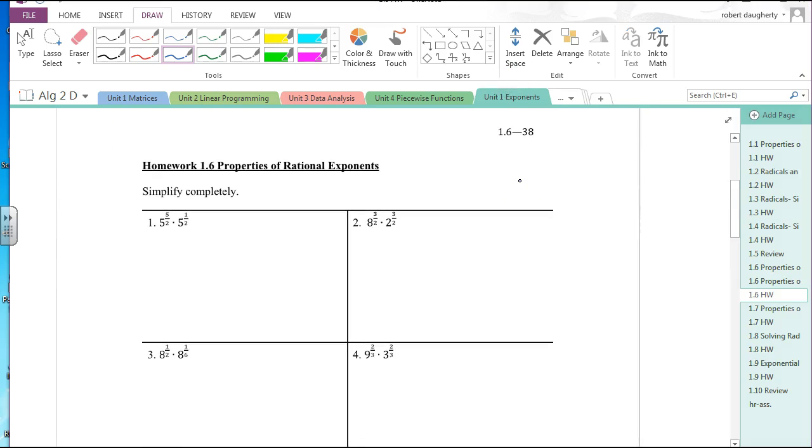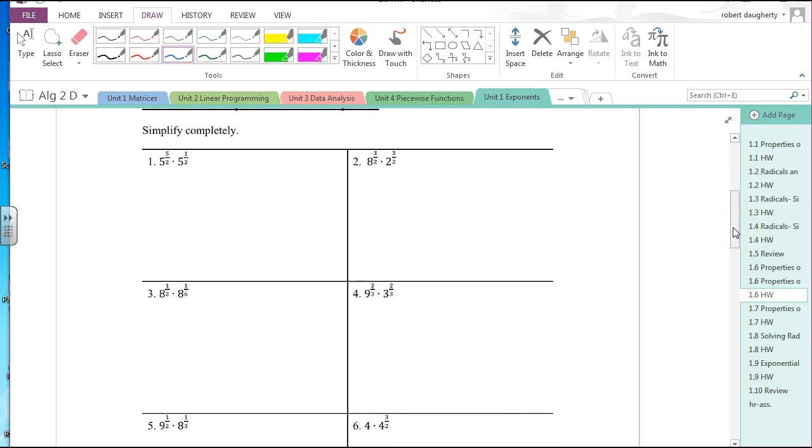So in 1.6, this was the homework that you had, to take a look at after our quiz. There's not a whole lot that's new. In 1.6, it's properties of exponents, but the exponents tend to be rational numbers, fractions, okay? Now, in most of these, there are a couple ways to work a problem. So let's look at this first one.